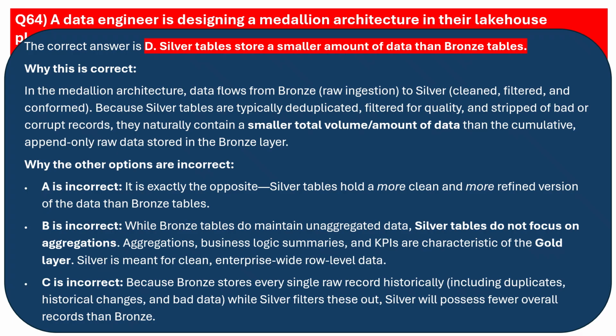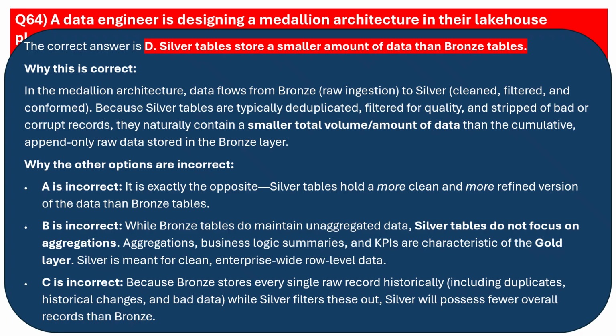B is incorrect. While bronze tables do maintain unaggregated data, silver tables do not focus on aggregations. Aggregations, business logic summaries, and KPIs are characteristic of the gold layer. Silver is meant for clean, enterprise-wide row-level data.